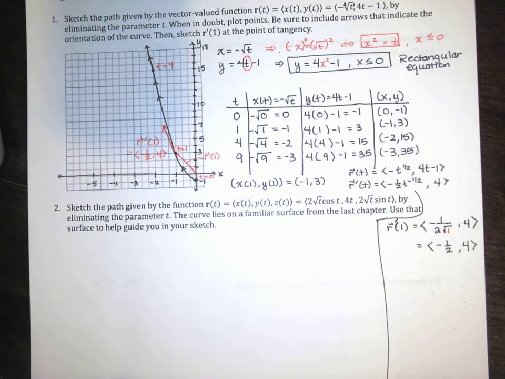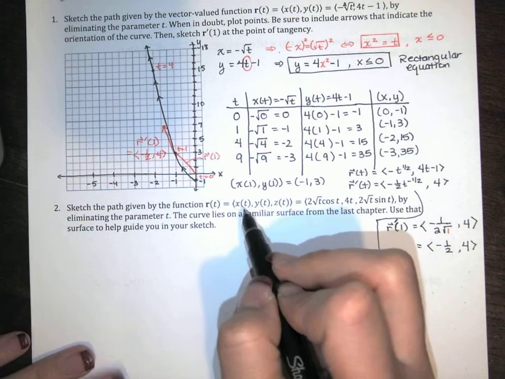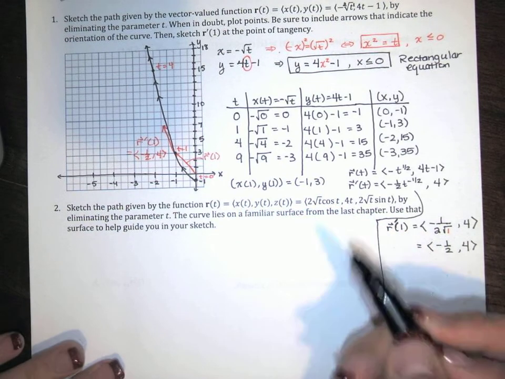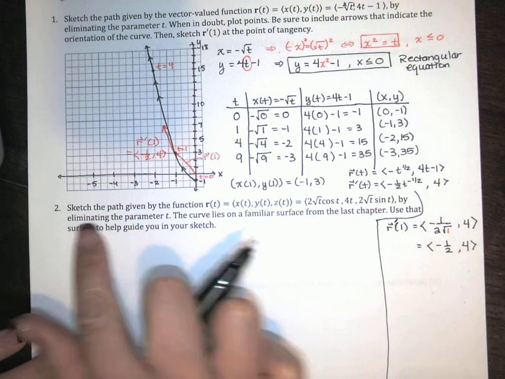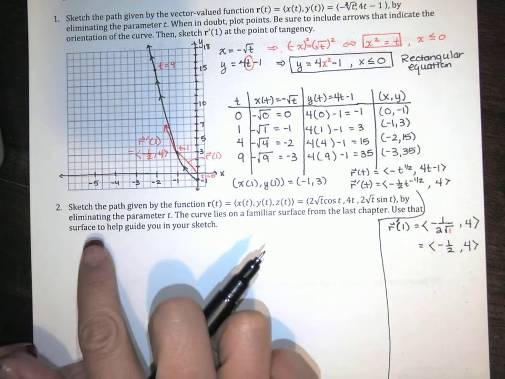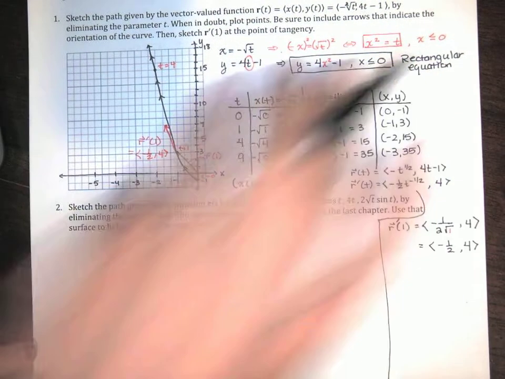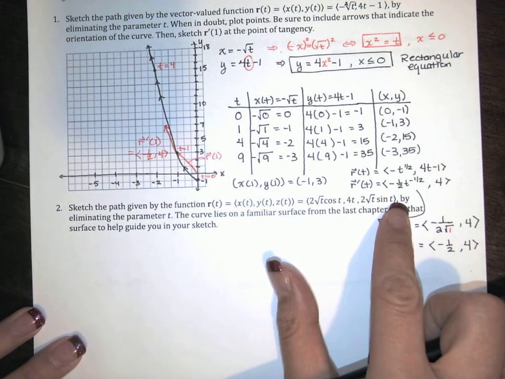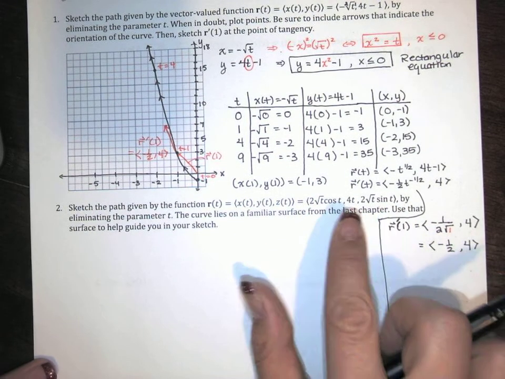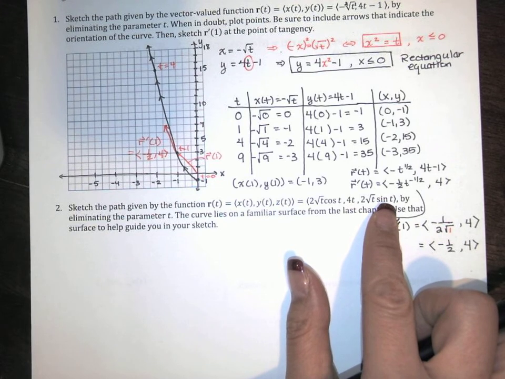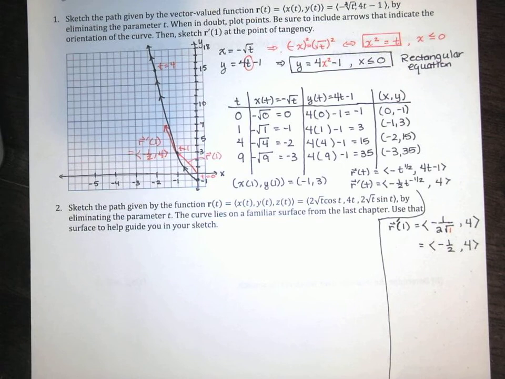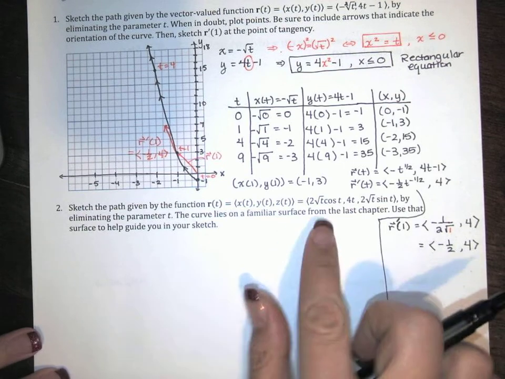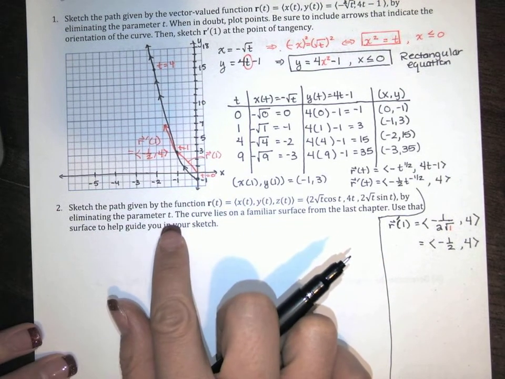Okay. Now you're asked to sketch a path that has 3 components, x of t, y of t, and z of t, given by this. And we're going to eliminate the parameter t. So we're doing something very similar to what we did up here, but in this case, because we've got cosine of t and sine of t, it makes more sense to get rid of these trig functions using the Pythagorean identity. Sine squared plus cosine squared is 1 as long as the angles are the same. So that's what we'll do here in order to eliminate the parameter t.